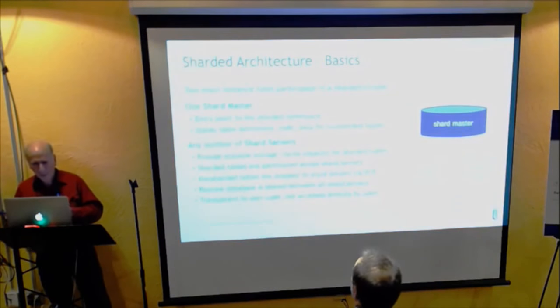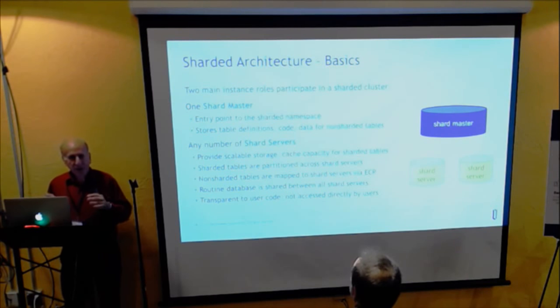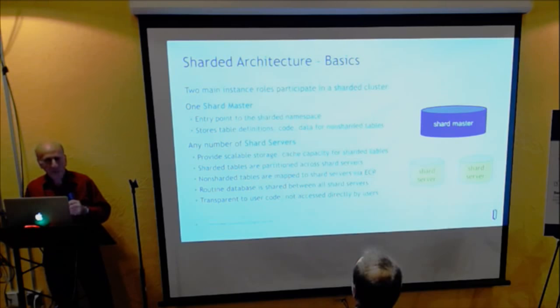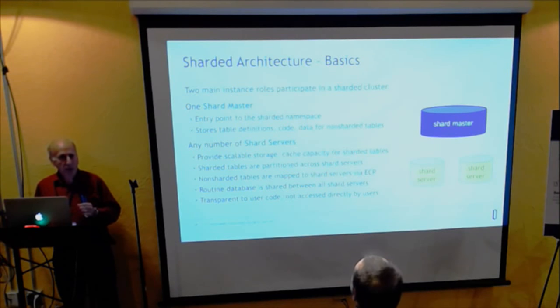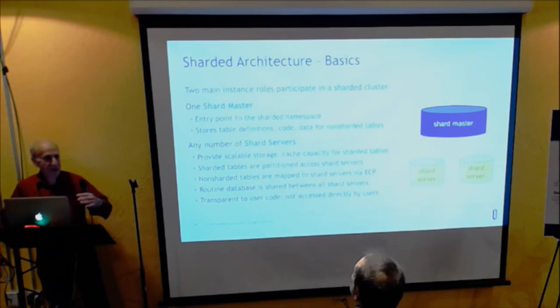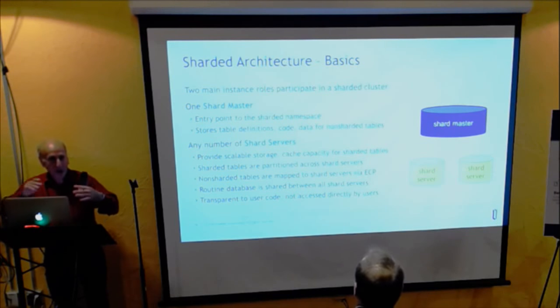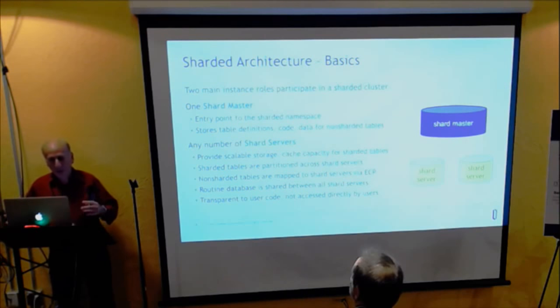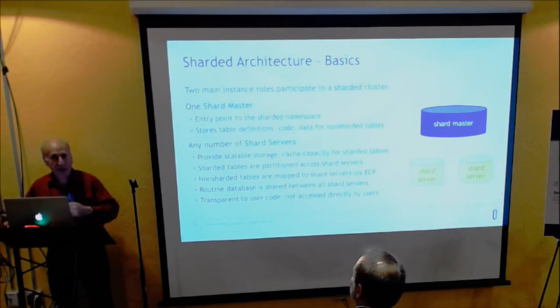So now to look at more detail of how SQL sharding works. In the simplest version of a sharding architecture, there are two basic roles that instances play. You have one shard master and one or more shard servers. The shard master looks to the outside like what your single monolithic data server would look like, and transparently, that's what you see. That's where your tables are defined, where your metadata lives, and it's the entry point to getting at sharded data.